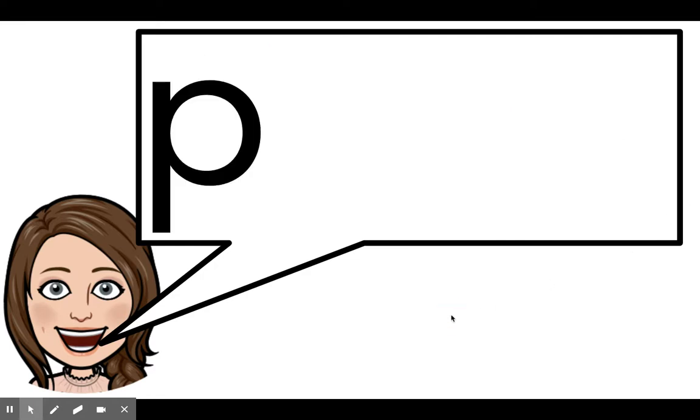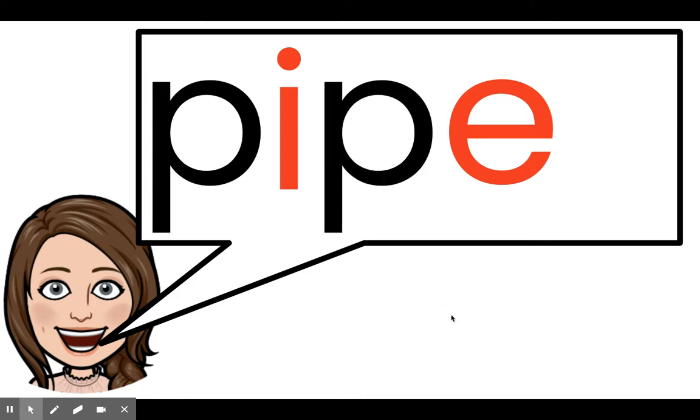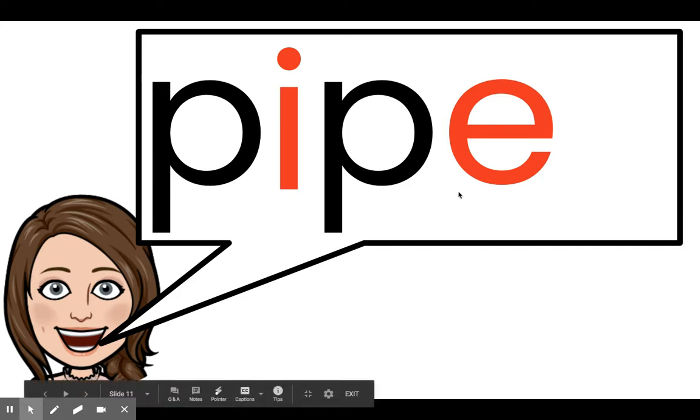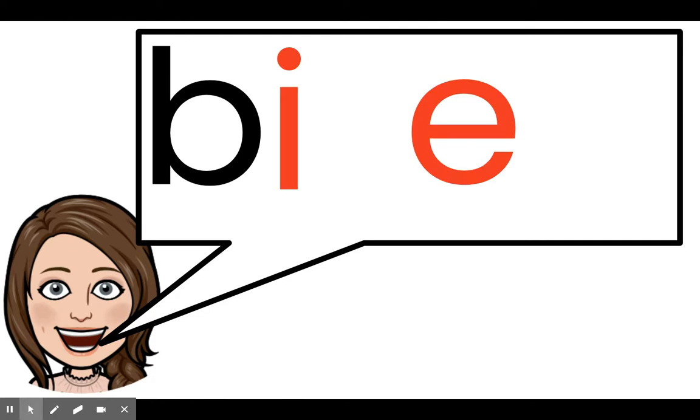Sound. P. Sound. I. Sound. P. Let's blend. Pipe, read, pipe. Sound, b. Sound, you got it, I. Sound, k. Blend our sounds. Bike, read, bike.